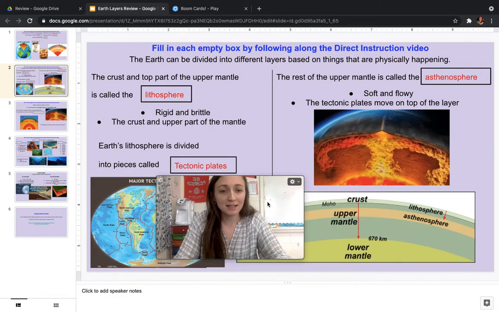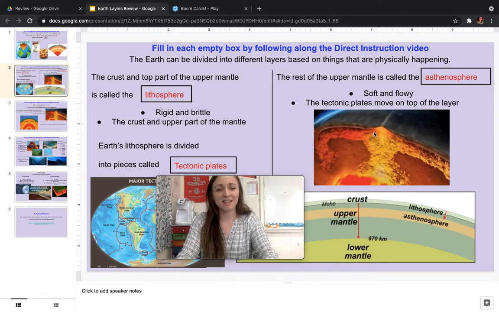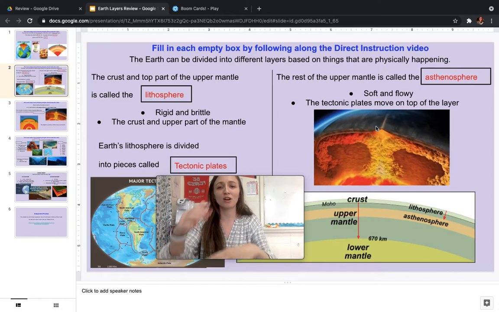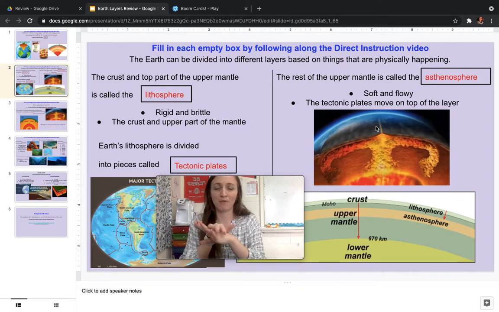So basically the asthenosphere is this part here in orange and red, and the tectonic plates or the lithosphere just kind of sit right on top of it, and it kind of floats on top of it.